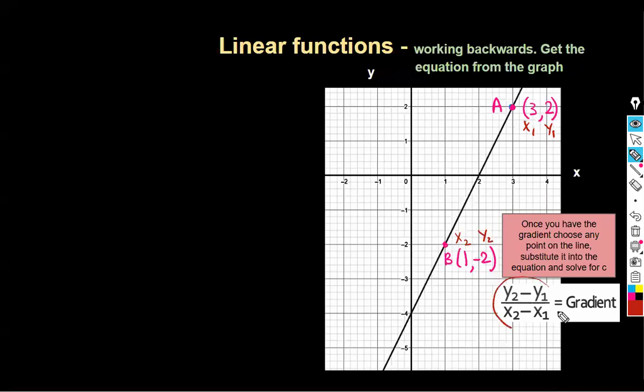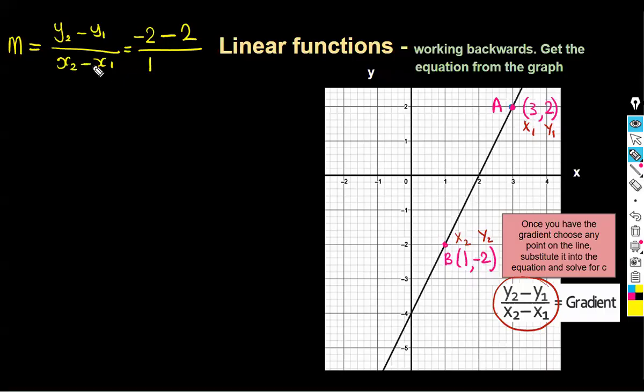Let's throw it in the formula to find the gradient. The symbol for gradient is m. So the formula says m equals y2 minus y1, divided by x2 minus x1. y2 seems to be minus 2. The formula comes with a free minus sign here. y1 is 2. x2 is 1. The formula comes with a free minus sign here, so I'll put it here. And x1 is 3.